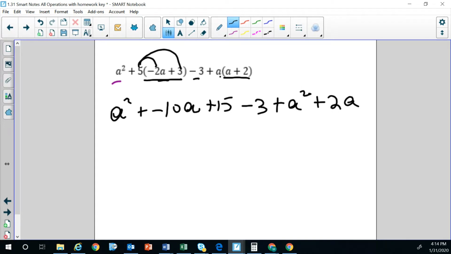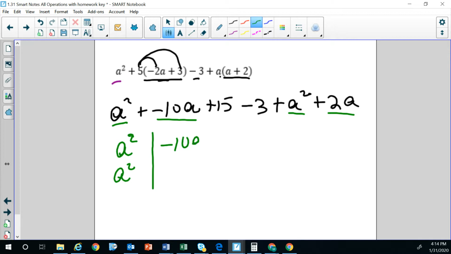Now my next step is to group like terms together. Again, I'm going to use the column method. Now, the term with the highest exponent is a squared. So I have an a squared here and here. So that's 2a squared, all right? A squared. Draw my column. My next term is going to be my a's. I have a negative 10a and a positive 2a. So I'm going to have negative 10a and 2a.